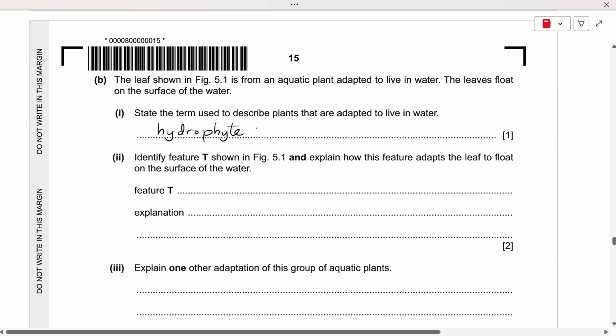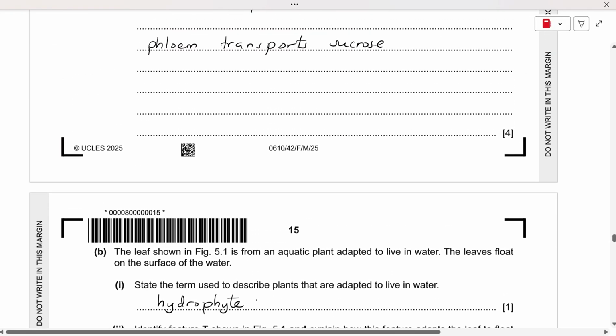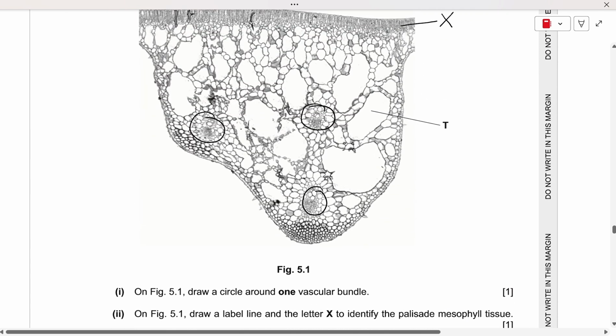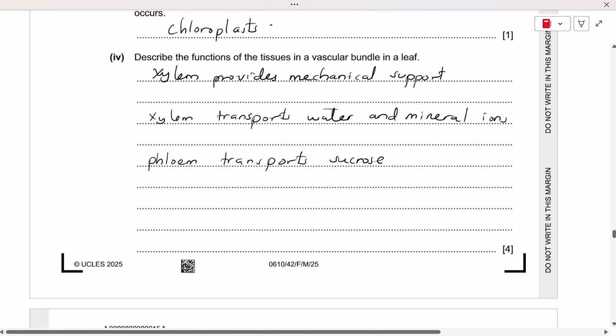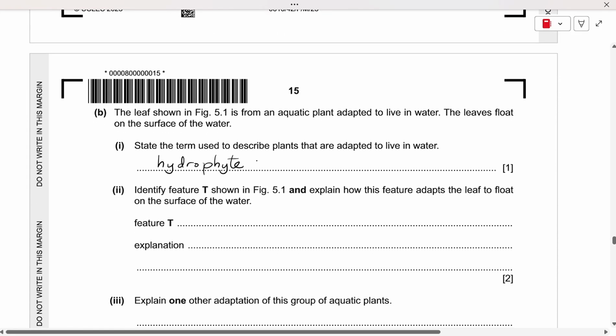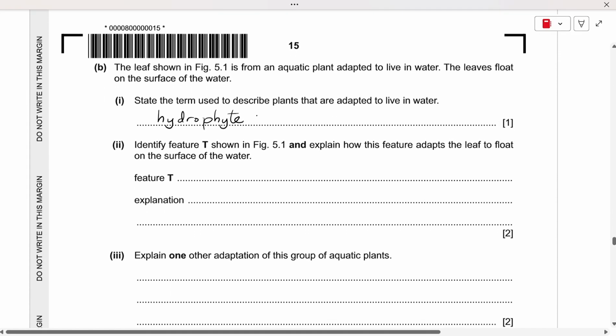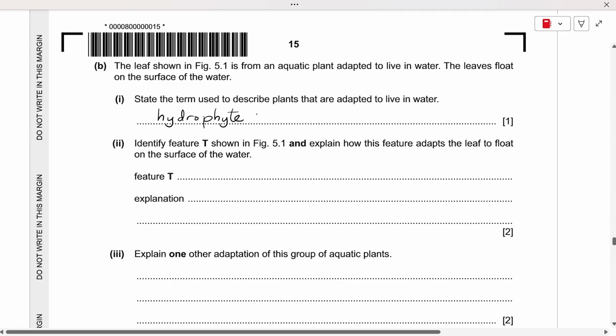Identify feature T shown in 5.1 and explain how this feature adapts the leaf to float on the surface of the leaf. Where is feature T? Alright, so this part here is what feature T is, and it's just like a spherical part. Okay, so this spherical part here is a feature that represents air spaces. Alright, so say here air spaces.